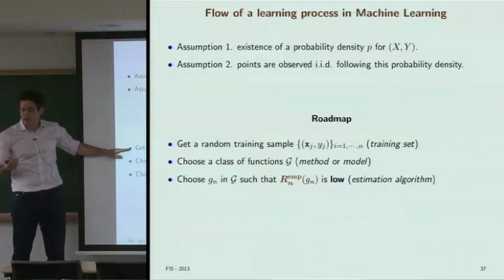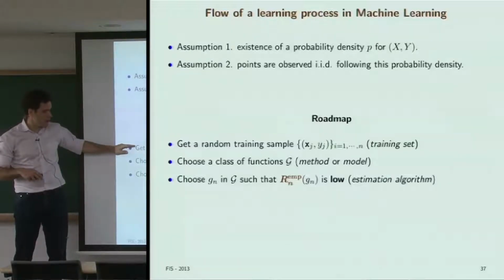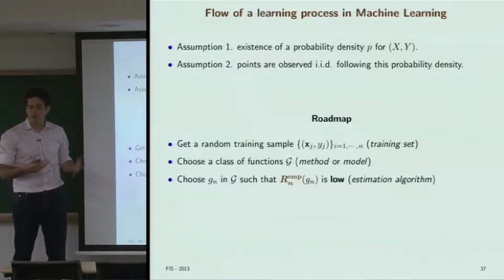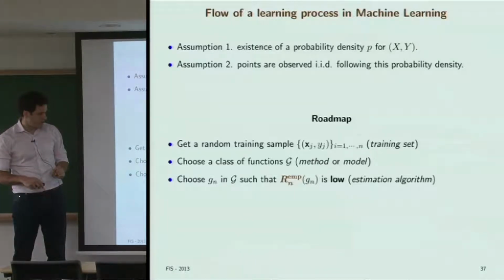Then we assume that somehow we will always do something of this sort. Get the random training sample, assume that the data is IID, choose a class of functions G, which is basically choosing a method or a model, and then choose a function g_n in that class of functions G, such that the empirical risk of g_n is low.